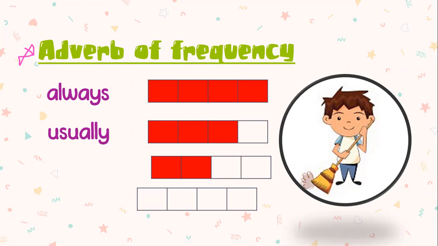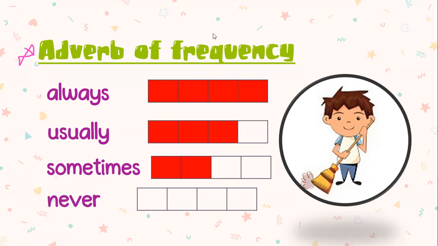Usually. In the third bar, you will see only 2, 1 and 2. So this doesn't mean always. This doesn't mean usually. This means sometimes. And the last part you will see here, none of them are colored. None of them, no color here. In this case, it means never.